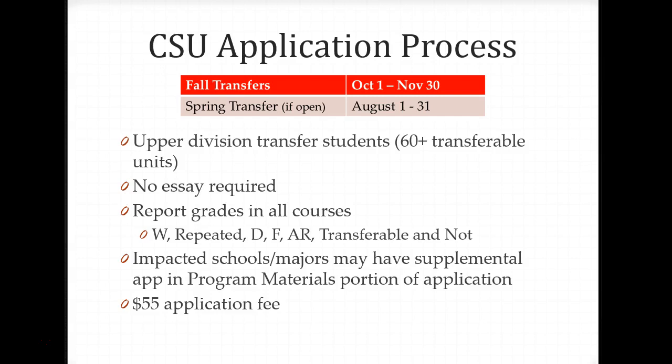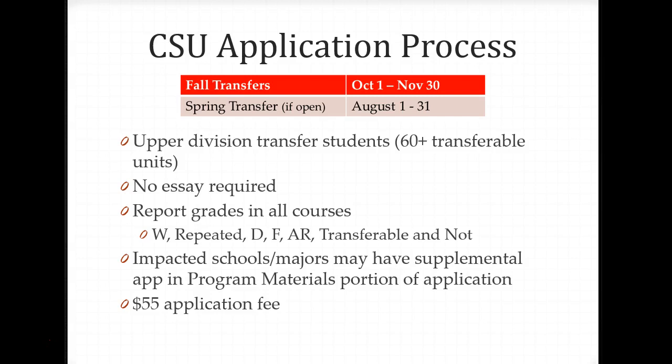When you fill out the application, there's no essay that is required for the CSU application. And you're going to report all grades from all courses. So you're just going to follow your transcript and you're going to enter every class you've ever taken. Whether you got a W, you repeated the class, you didn't pass the class, you didn't pass the class and you did academic renewal, and if the class is transferable or not. So everything gets put into the application.